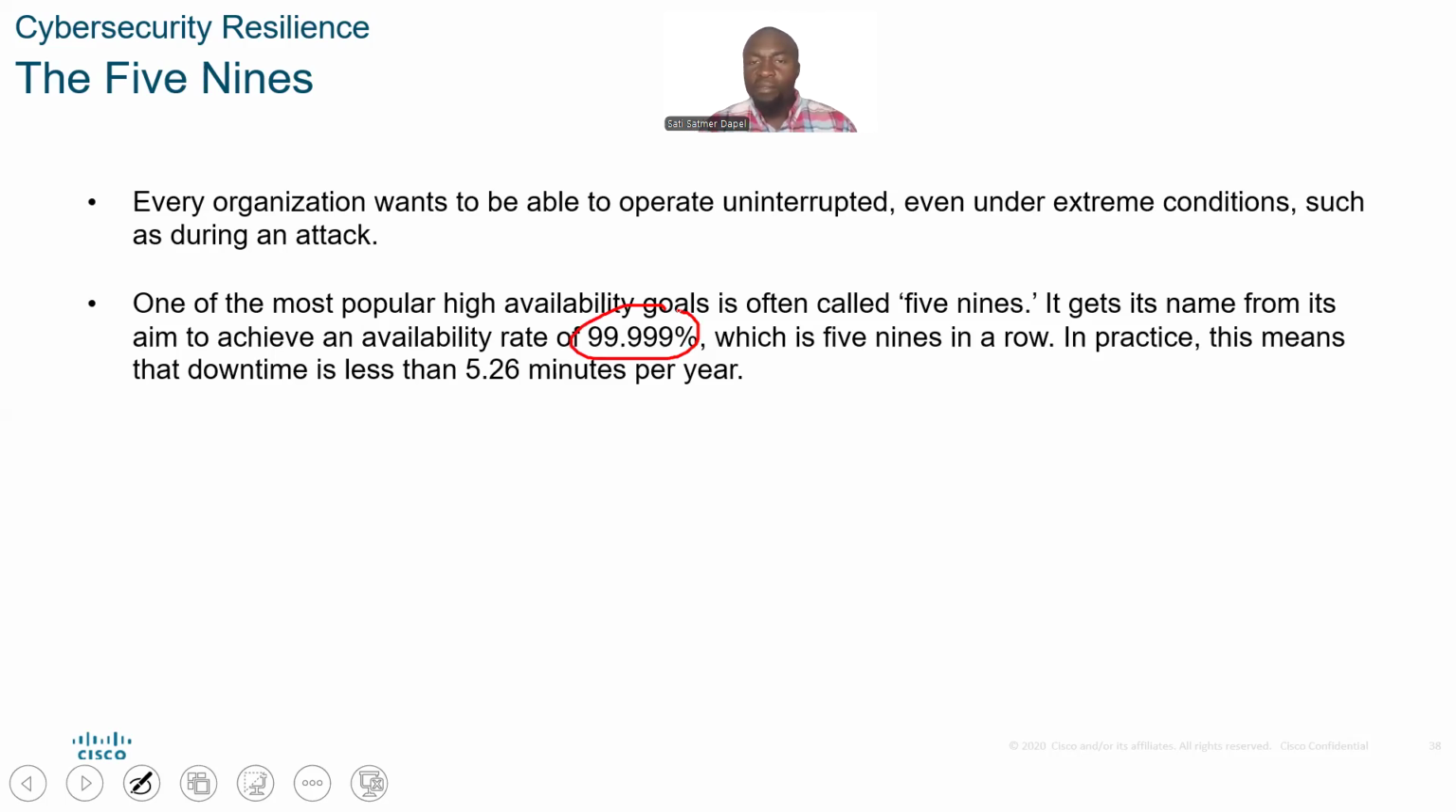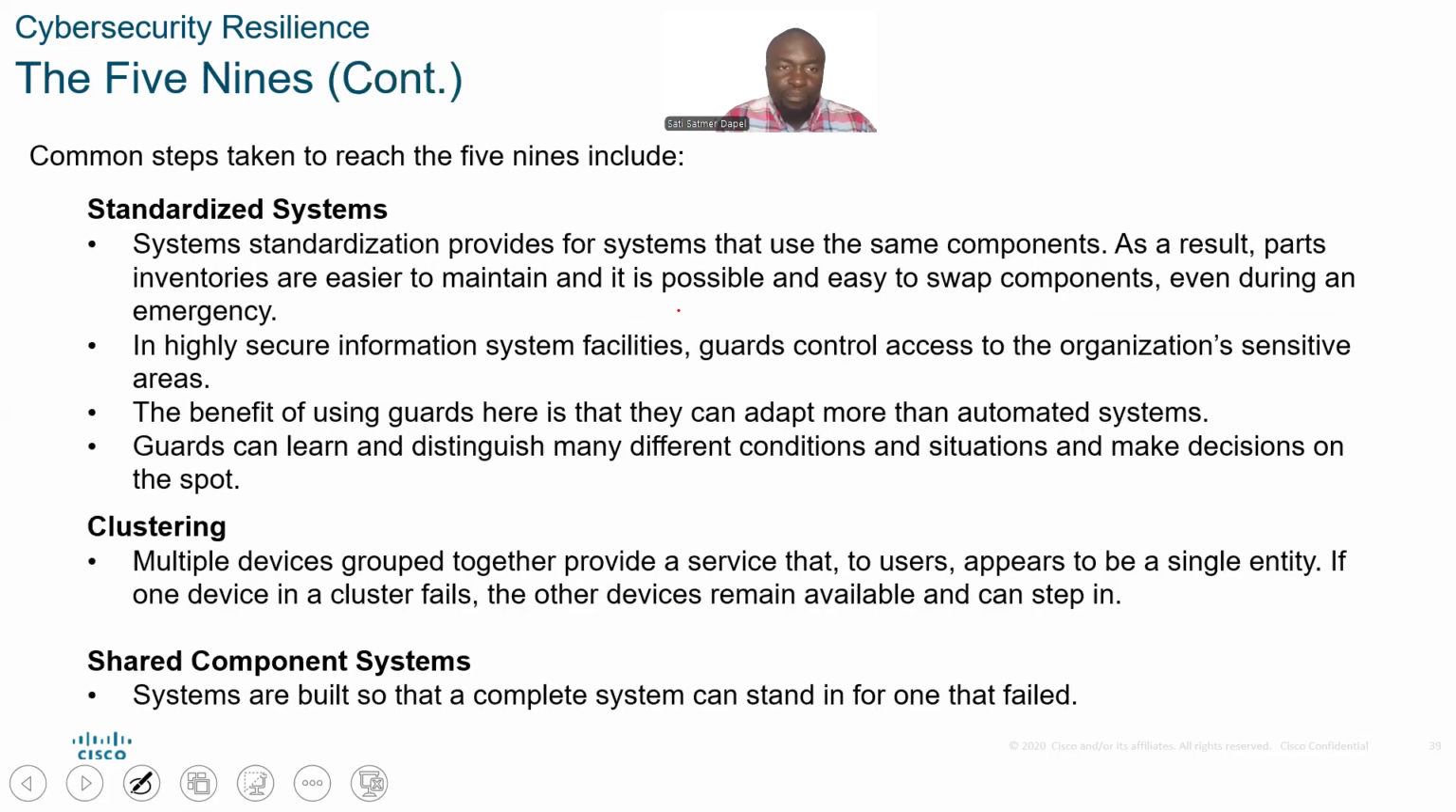99.999%. That's how you get the 5 nines. Your availability should be 99.999%. You can never have 100%, but you can have 5 nines. In practice, this means that your downtime is less than 5.26 minutes per year. You should not say within a whole year, you should have a downtime of more than 5.26 minutes.